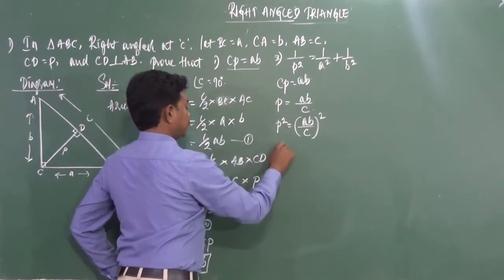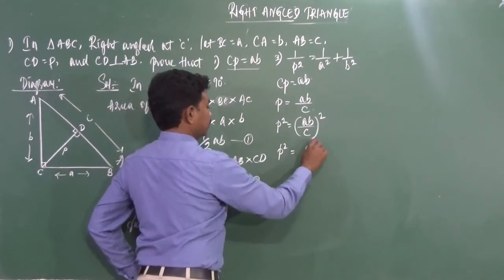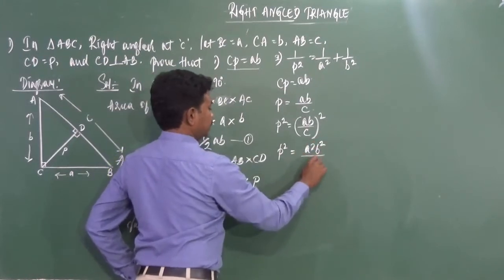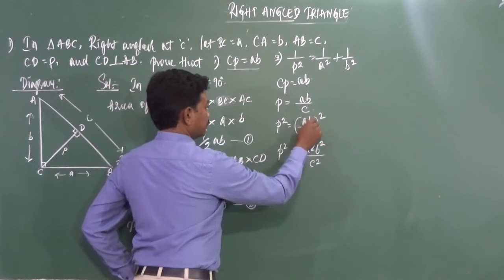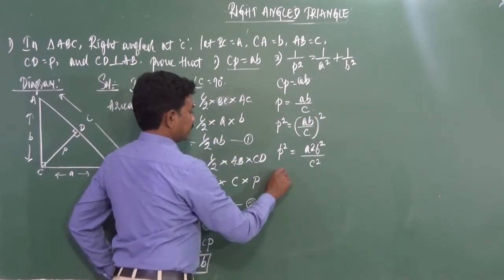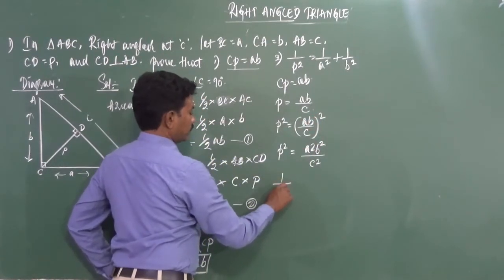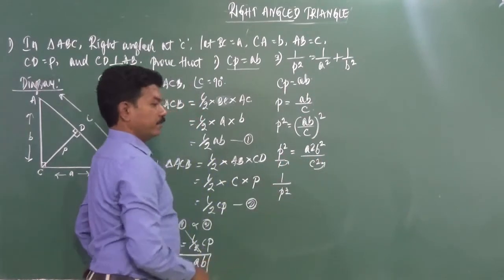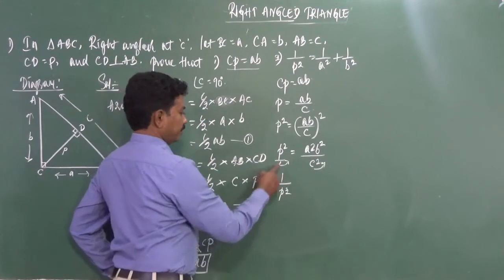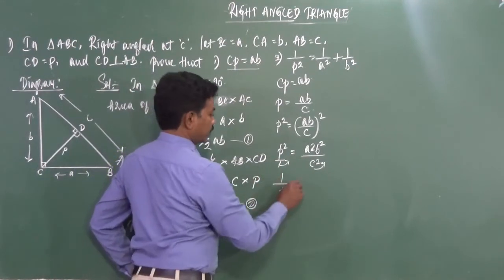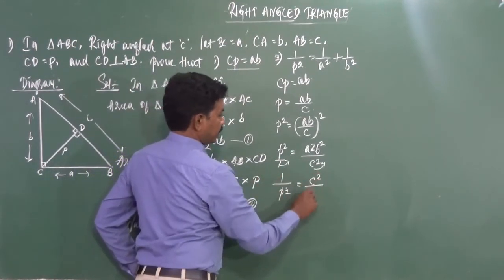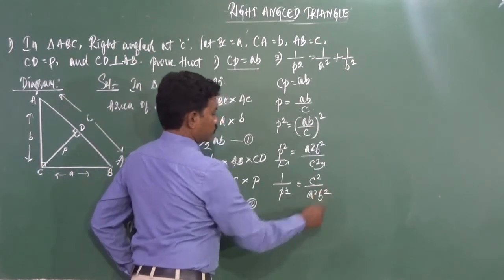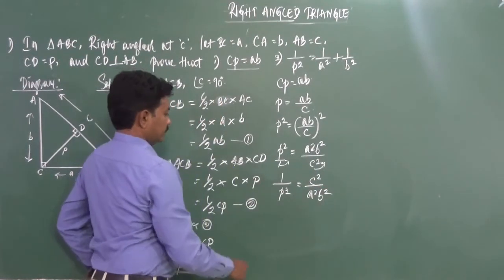So that becomes p square is equal to a square b square by c square, because the square applies for all the three elements. So we will take reciprocal on both sides, because below p square in the denominator we have 1. So when we take reciprocal, it becomes 1 by p square is equal to c square by a square b square. So now the turning point.